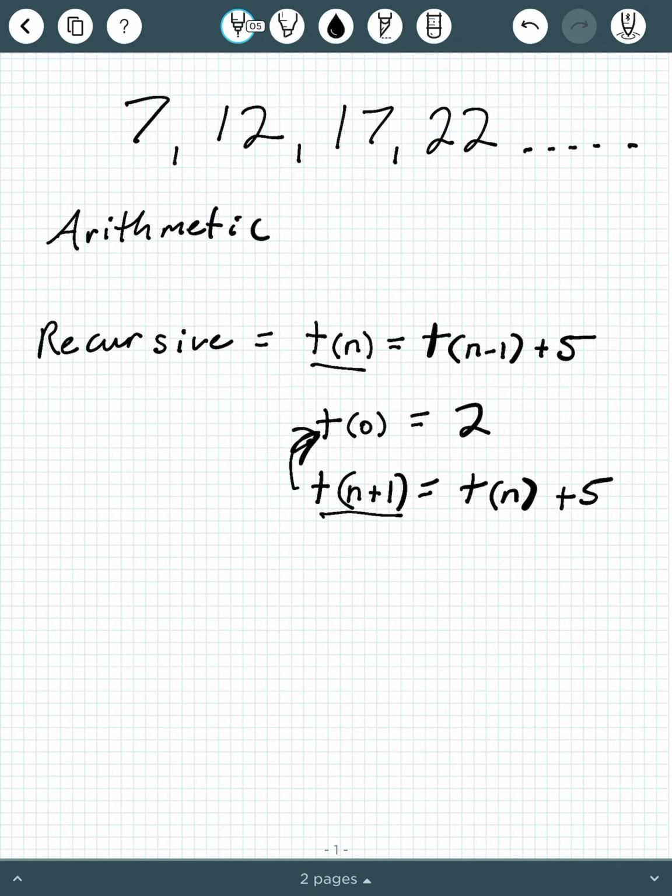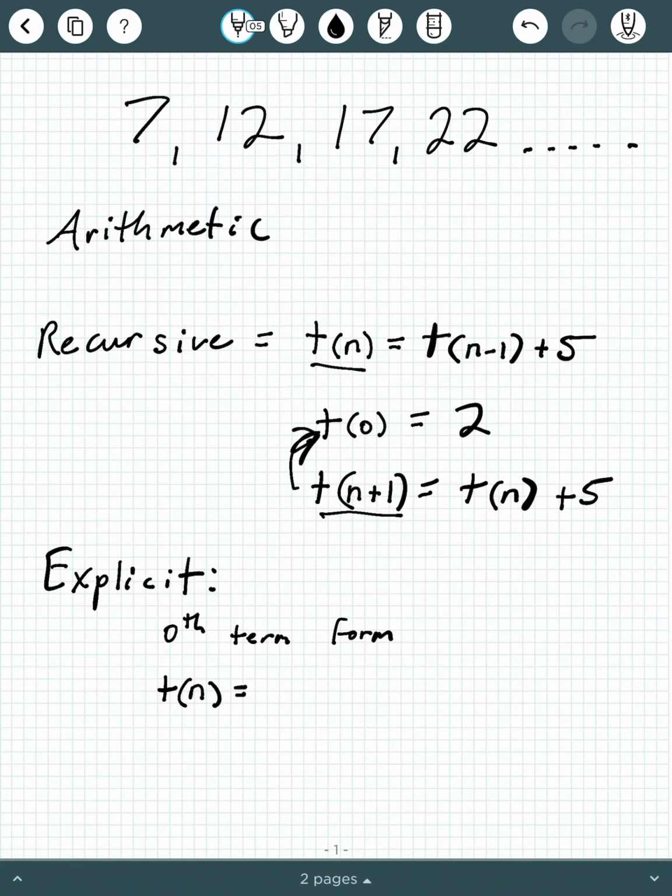To write the explicit rule, well, we've got a couple options here as well. So for explicit rules, we started out, we wrote them in the 0th term form, and that looked something like t of n is equal to whatever our common difference was. Here it's 5 between each term, times n, which represents our term number, and then we'll add or subtract the 0th term, which is 2.